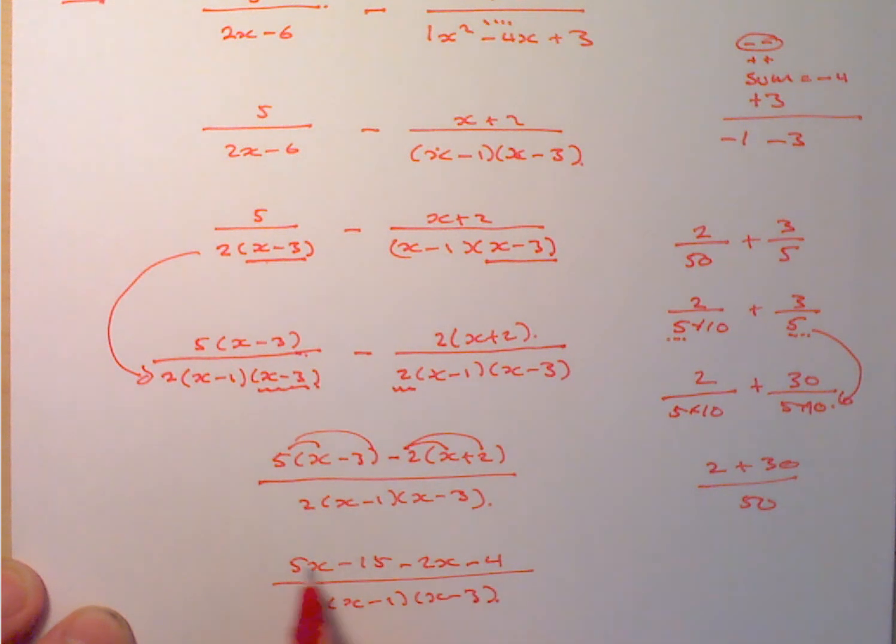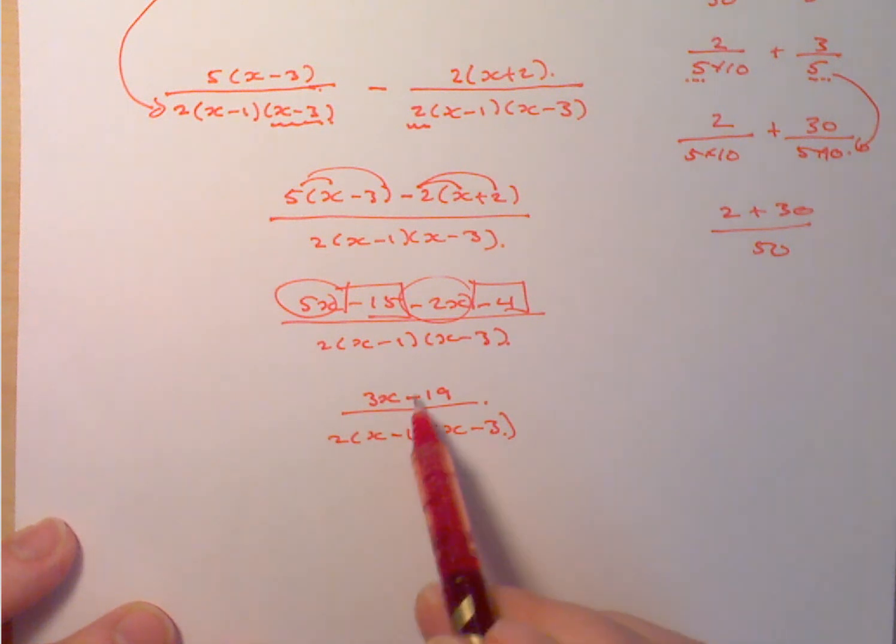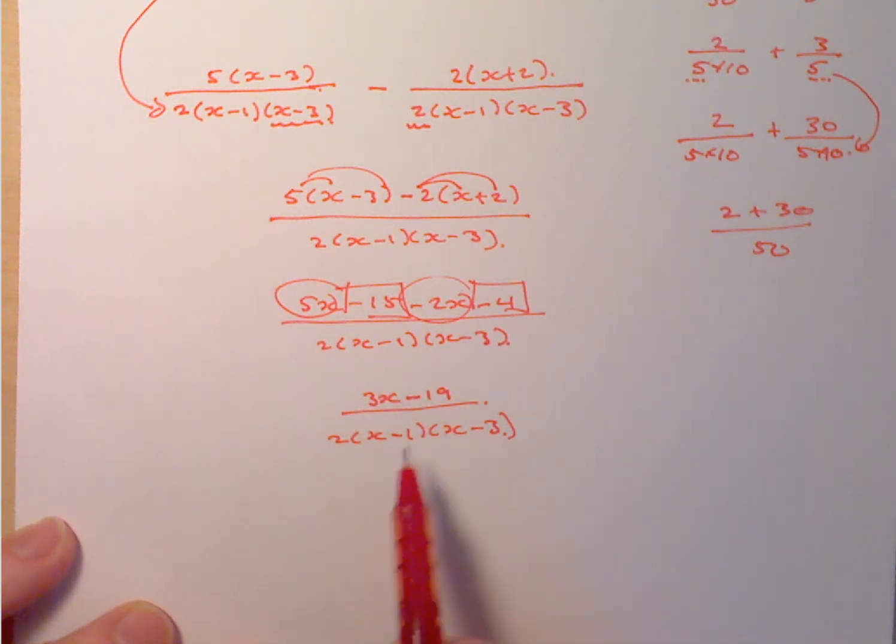Okay, so let's see what that gives us. That gives us 3x, and here we get minus 19. And here we get 2x minus 1, x minus 3. Now both 3 and 19 are prime numbers, so there's nothing you can factorize at the top, and obviously there's nothing that can cancel. So this is my final answer.